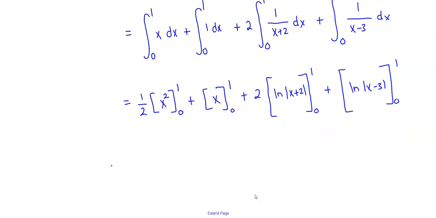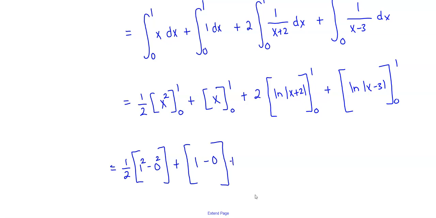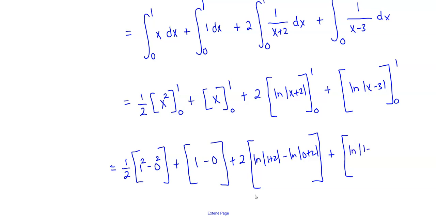Okay, so now we're going to go ahead and then evaluate. So we have 1/2 times 1 squared minus 0 squared plus 1 minus 0 plus 2 times the natural log of 1 plus 2 minus the natural log of 0 plus 2, and then plus the natural log of the absolute value of 1 minus 3 minus the natural log of the absolute value of 0 minus 3.